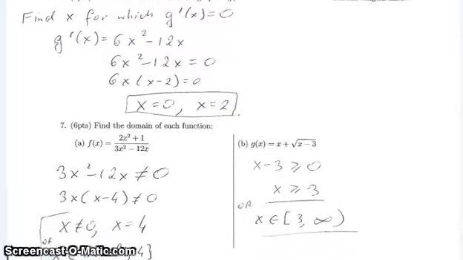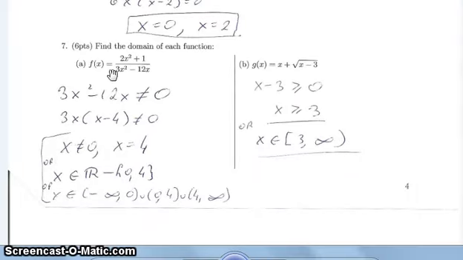Problem 7. Find the domain of each function. Part A, f of x is 2x squared plus 1 over 3x squared minus 12x. So the denominator cannot be equal to 0.